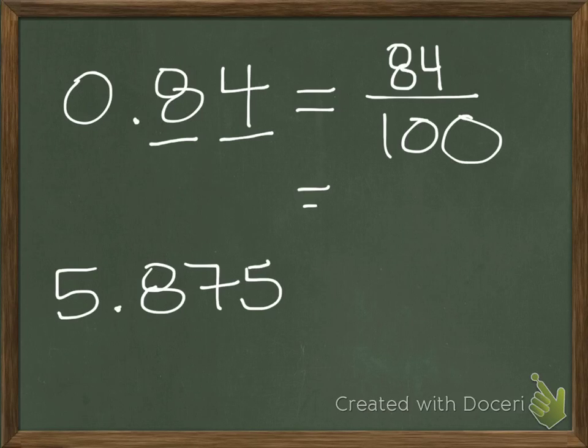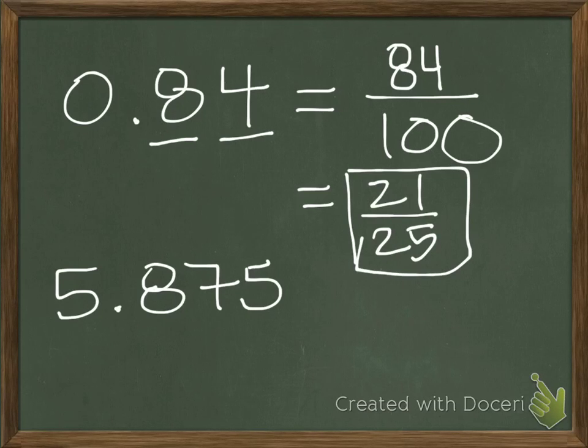And then we can simplify this even more. We can divide at least by 2. So if we divide by 2, that would give us 42 over 50. And we can divide again by 2 to get 21 over 25. And then I believe that's all we can do. So our simplest form is 21 over 25.